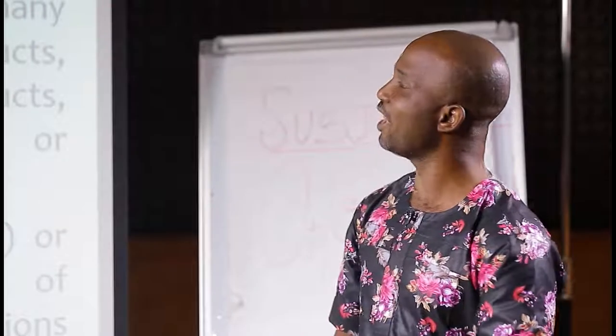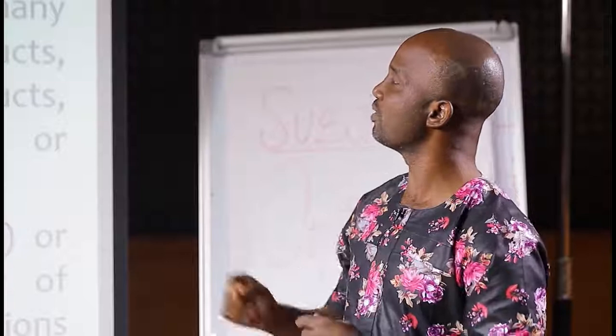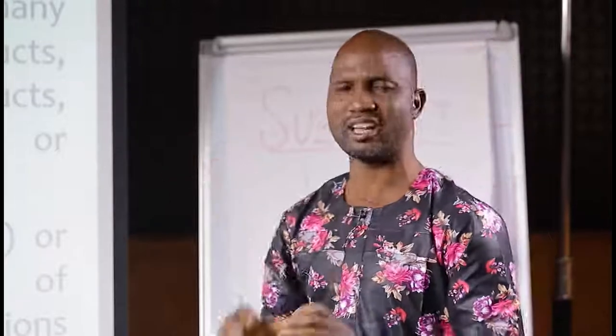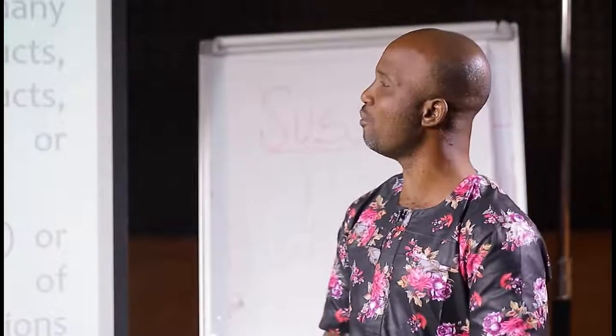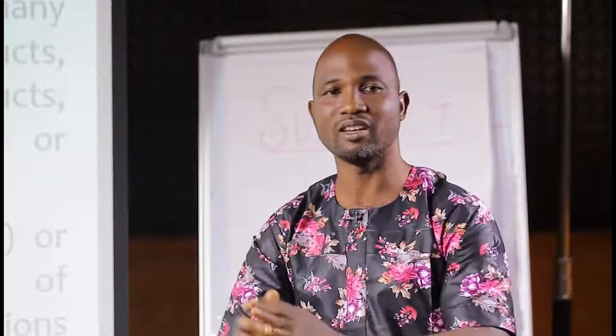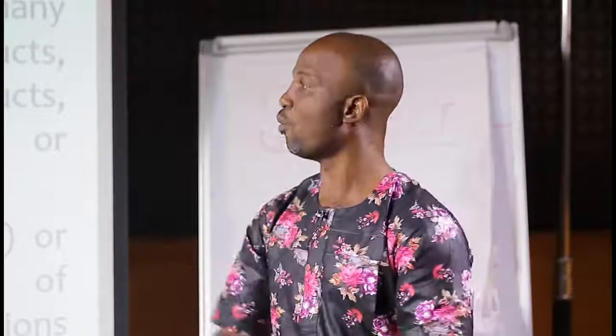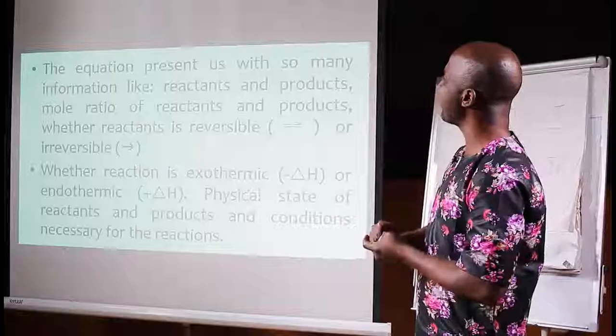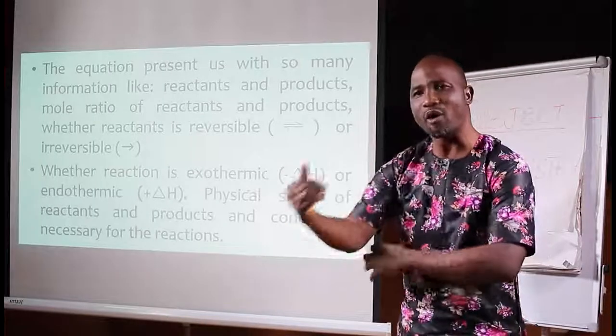Now, the equation represents so much information. It tells us a lot of things, and some of the information include reactant and product. For instance, in the formation of water, you know that the reactant is hydrogen and oxygen, and the product is eventually water. Then it also tells us whether the reaction is reversible or irreversible.